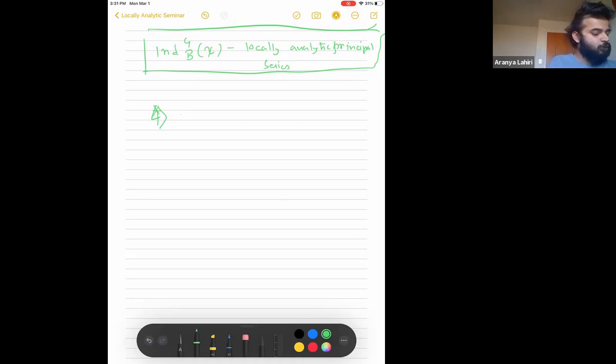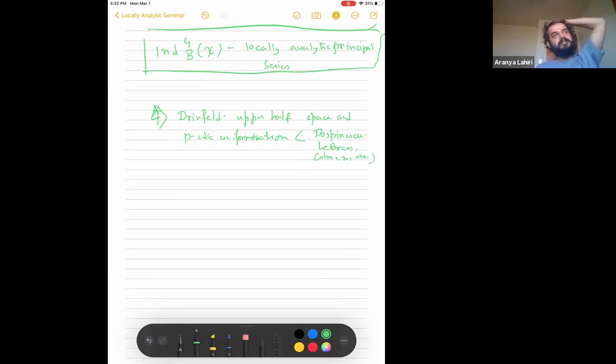So there is a rich source of locally analytic representations coming from the Drinfeld upper half space and p-adic uniformization. This you can find maybe in the work of Dospinescu, Le Bras, Colmez, etc. So you have the p-adic upper half space, which is a rigid analytic space, and very much in the vein of complex uniformization, you can have uniformizations of the p-adic upper half space. This is a fundamental work done by Drinfeld and others.